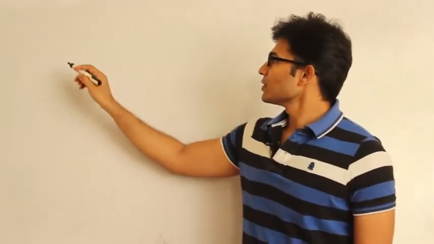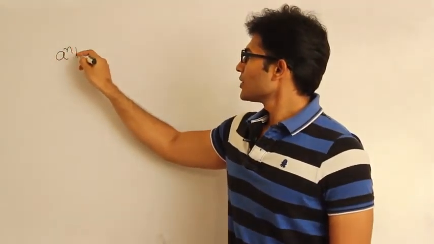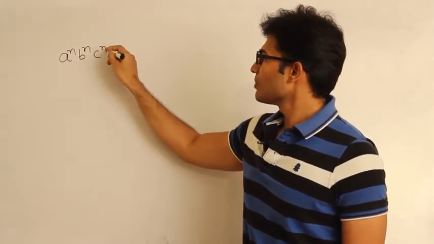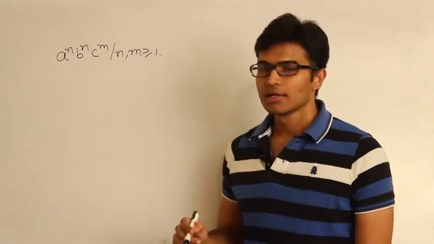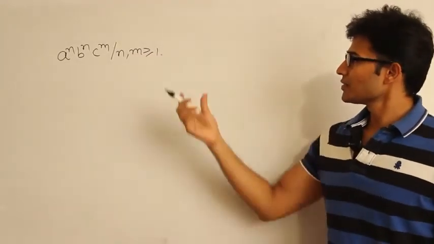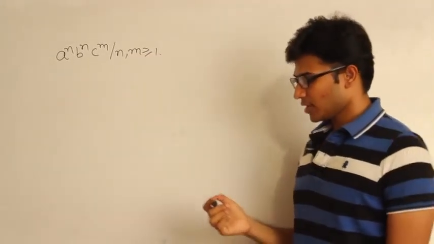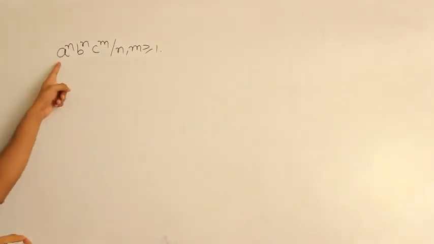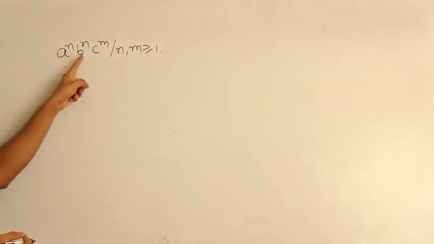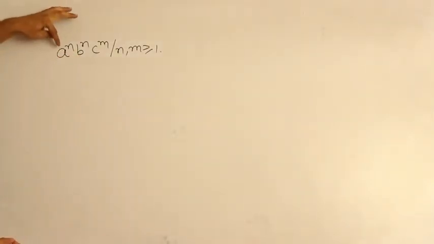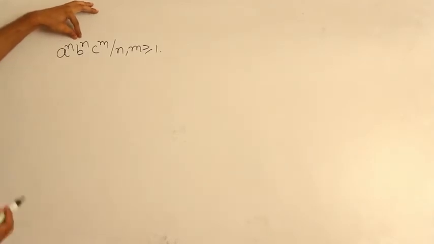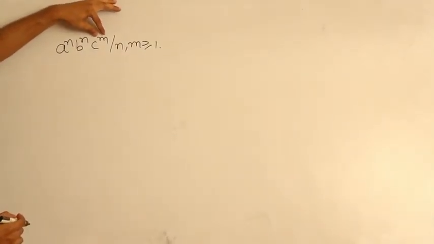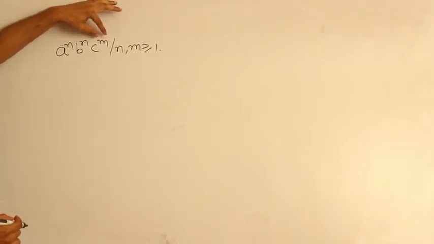So let's see the next one. A power n, B power n, C power m, such that n, m is greater than or equal to 1. If I want to construct a pushdown automaton for this one, the first thing you should observe is, A's and B's have to be compared and they should be equal. Therefore, the logic is, for every A we are going to push A, and for every B we are going to pop A. And then if you see C's, we need not count them at all.